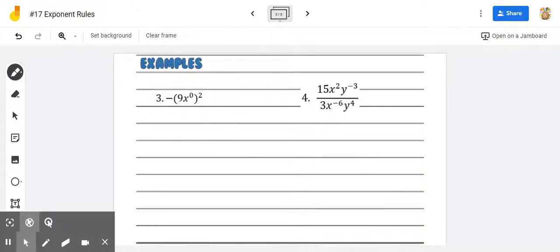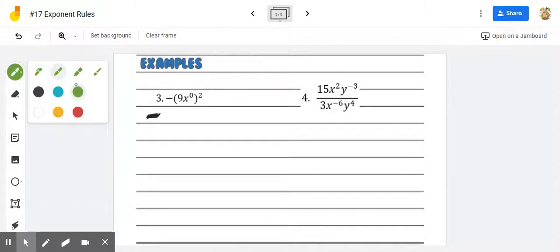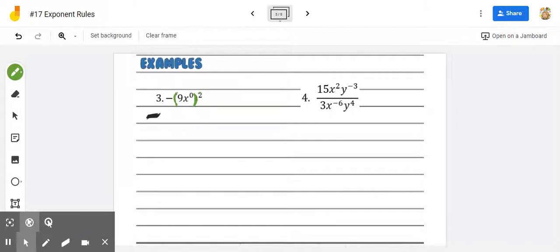On example number 3, we notice our negative out front, so I'm going to keep the negative there. I see parentheses. And outside of those parentheses, I have a power of 2. So that means that's what's overtaking everything else in my question. So a power of 2 means multiply me by myself twice. So you're going to take what's inside the parentheses, the base, and take it to that power, the power many times, so twice.